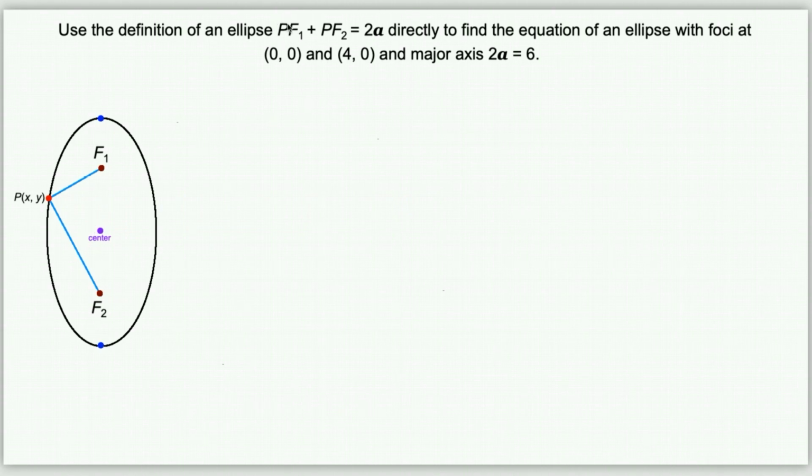So PF1 is actually the distance between an arbitrary point on the ellipse, which is going to be here. This is an example point. There can be infinitely many points, of course, on this ellipse. This is an example point with coordinates x, y. So we're talking about the distance between this point and the first focus, plus the distance between this point and the second focus, is equal to twice the value of A. And A is going to be the distance between the center and the major vertex.